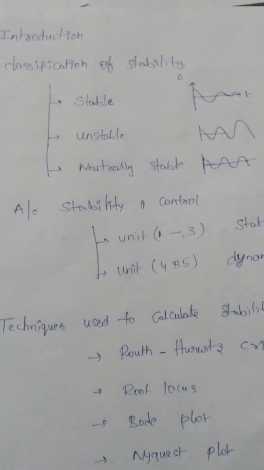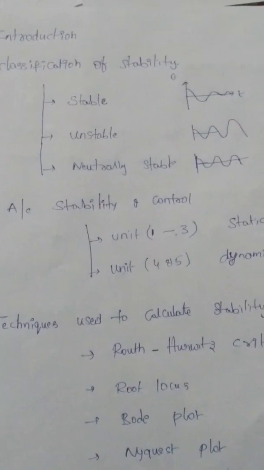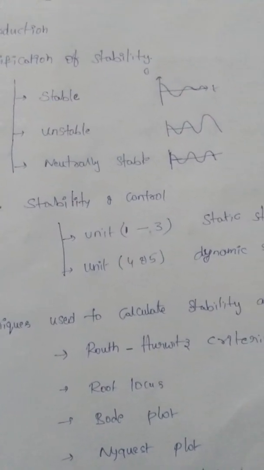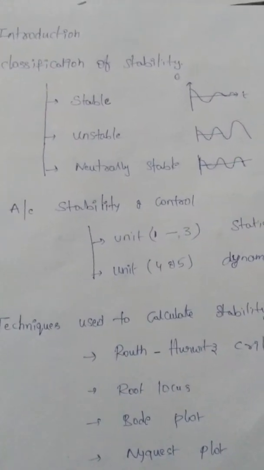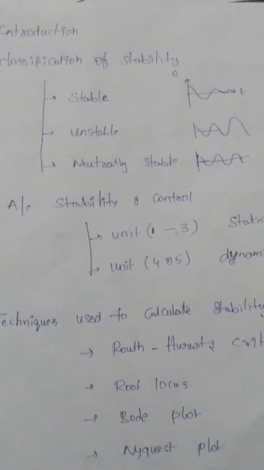The past three units, unit 1, 2, 3, deal with the static stability of the aircraft, and the upcoming units 4 and 5 deal with the dynamic stability of the system. Nothing but our system is the aircraft.